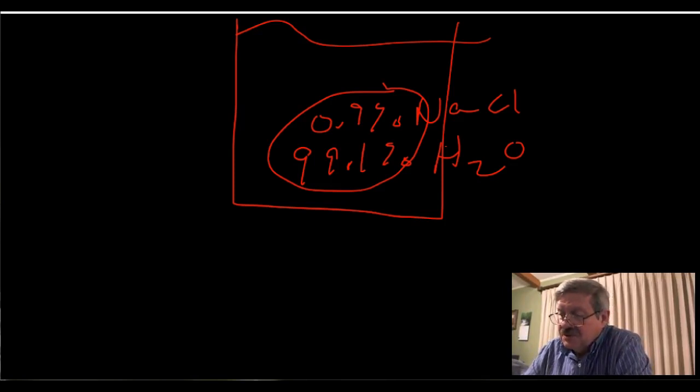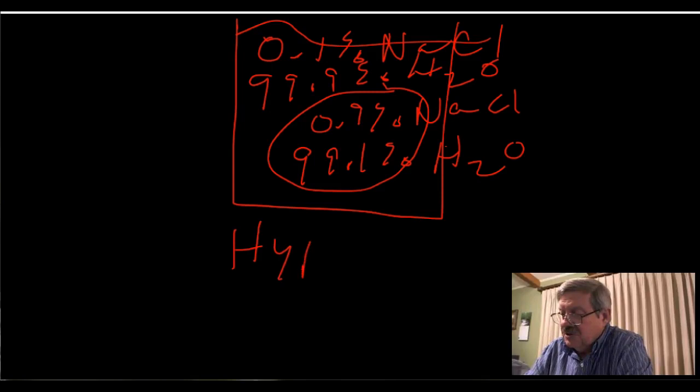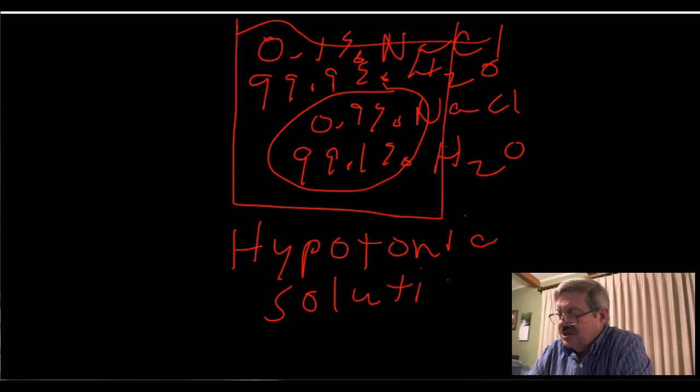Now, our first solution was isotonic. Have the same thing in the solution as in the cell. Well, our next possibility is less than. We could have only 0.1% sodium chloride out here in the solution, which leaves room for 99.9% water. Okay, so this solution is termed as hypotonic. Hypo means below, and that's referring to the amount of solute in the solution compared to what's inside the cell.